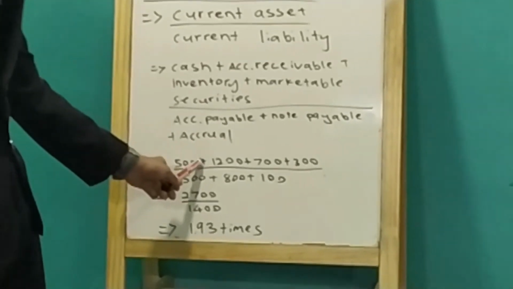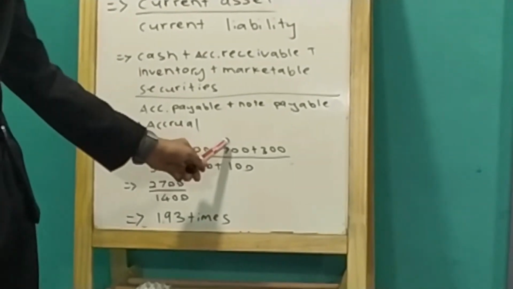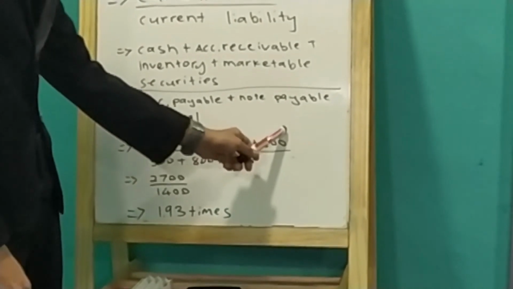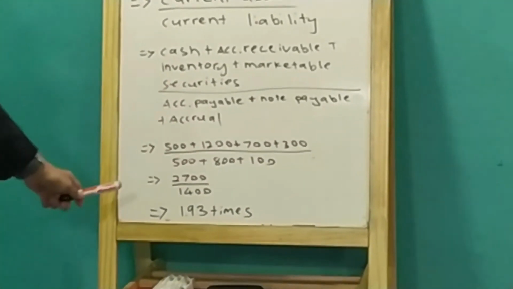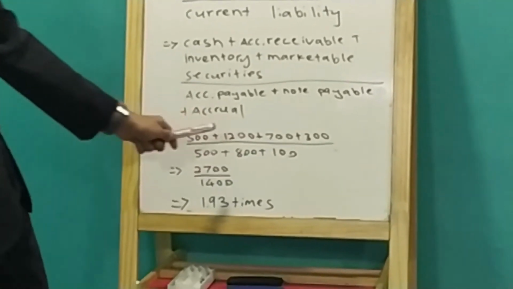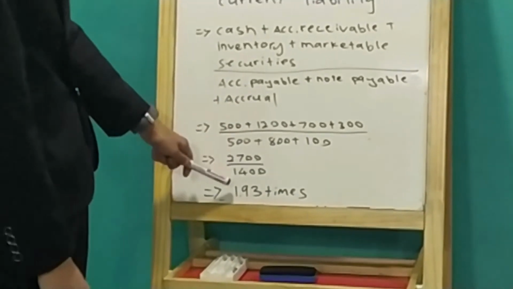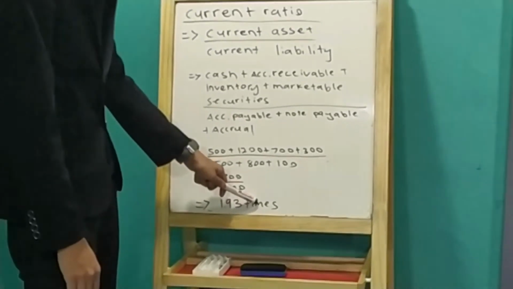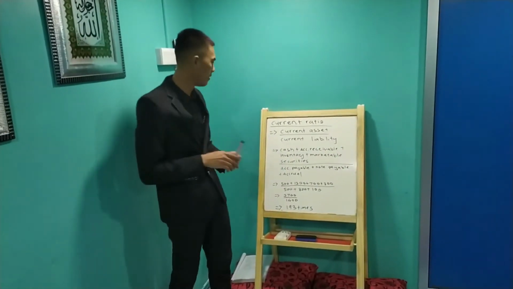500 plus 1,200 plus 700 plus 300 divided by 500 plus 800 plus 100. So, this is the answer. And the final answer is 1.93 times. Okay, that's all for the current ratio.